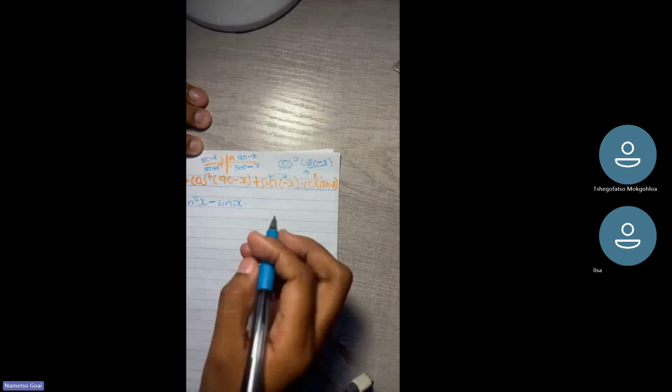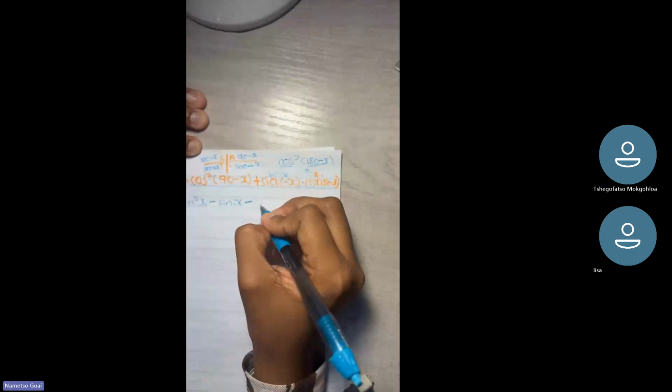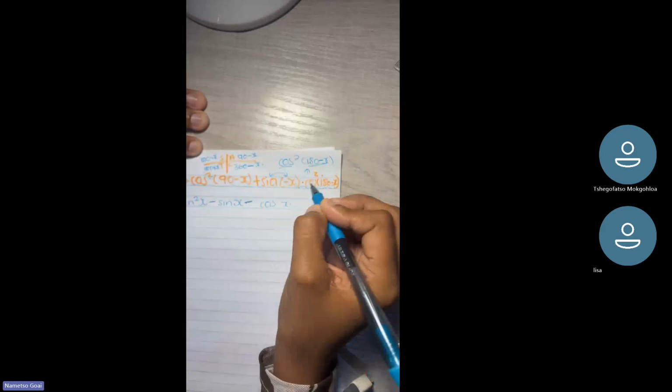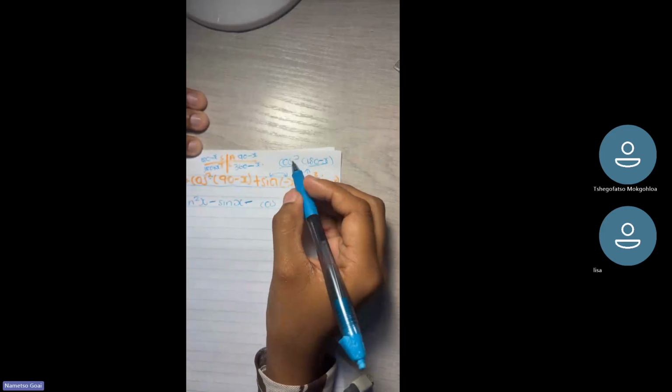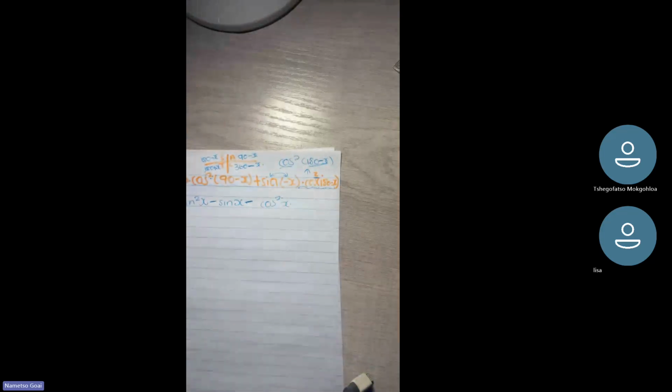So we will have a negative cos x. But remember, we had a square. It was raised to the power 2, so you have to write it like this. Yes, ma'am. Are we fine with this?